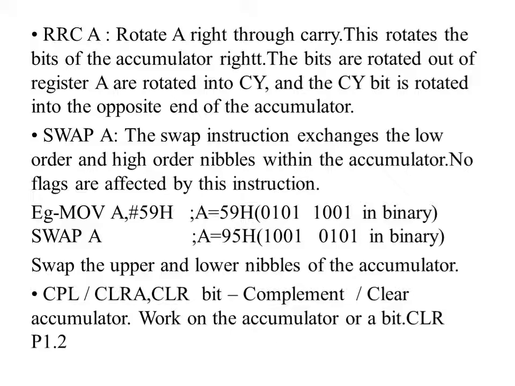Next instruction is the SWAP A instruction. The swap instruction is used to exchange the lower and higher nibble with each other inside the accumulator. So if you need to exchange the nibbles, you need to store that data in the accumulator, and then you can exchange the nibbles. For example, MOV A, #59H. If I want to make the answer 95, I can use the swap instruction, which will exchange the nibbles of the data.